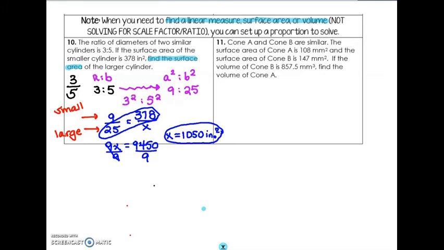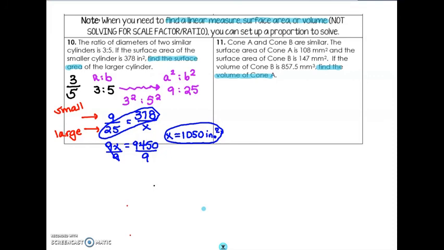For question number 11, we're going to set up a proportion as well because here's our problem. Cone A and cone B are similar. The surface area of cone A is 108 millimeters squared, and the surface area of cone B is 147 millimeters squared. If the volume of cone B is 857.5 millimeters cubed, find the volume of cone A. So right away, what am I looking for? I'm looking for the volume of cone A. That's what I need to find. I'm not looking for the volume ratio. I'm looking for the specific volume of cone A.